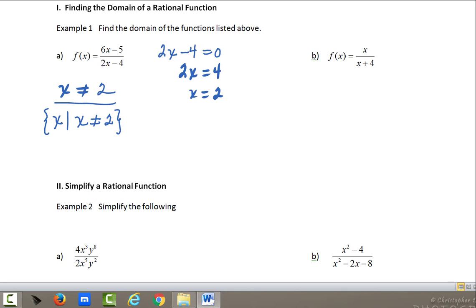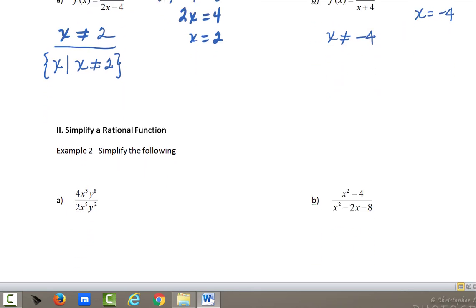For this other one, part B, the denominator is x plus 4, so I just have to throw away any values for which x plus 4 equals 0. This you can do in your head, but I'll do it out. We take x plus 4 and set it equal to 0. We get x equals negative 4, and so the domain is x cannot equal negative 4.